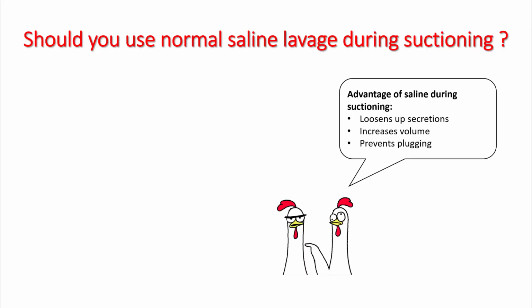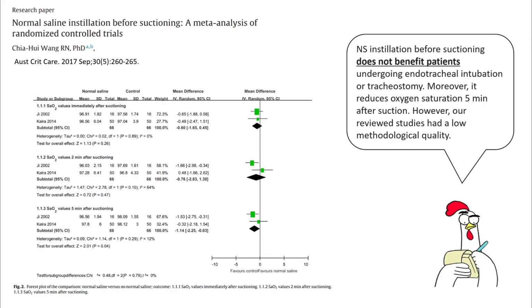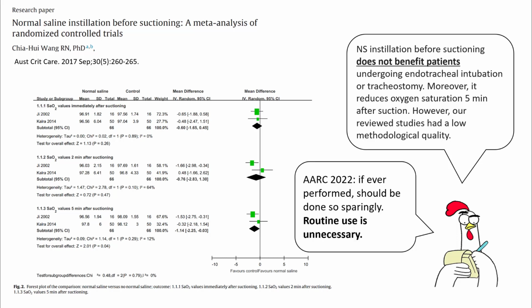A lot of us use normal saline lavage during suctioning, and the advantages include loosening up of secretions, increasing the volume, and prevention of plugging. However, this comes with a couple of adverse effects. It results in an increased amount of oxygen desaturation, bronchospasms, elevated ICP, and dislodgement of bacterial biofilm on the inside of the artificial airway. The comparison between normal saline and no normal saline did not show any difference in drop in oxygen saturations or any more complications. So normal saline instillation before suctioning does not really benefit your patients. As per AARC, you should perform saline lavages sparingly and you should not be using it routinely.